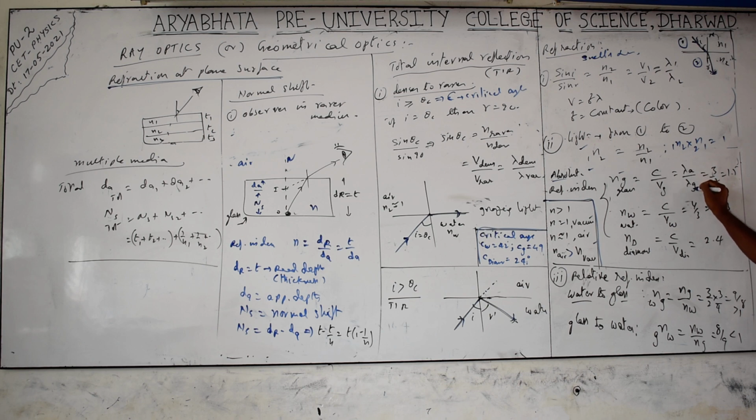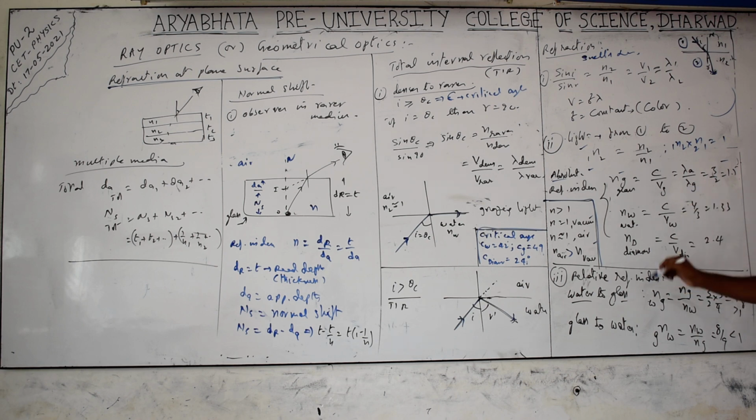Then C by V g in terms of lambda, if required: C equals f lambda in air or vacuum, V equals f lambda g. The ratio will give you 3 by 2. N glass is equal to 3 by 2, which is 1.5. So this is the absolute refractive index, always more than 1. 1.5 means more than 1.